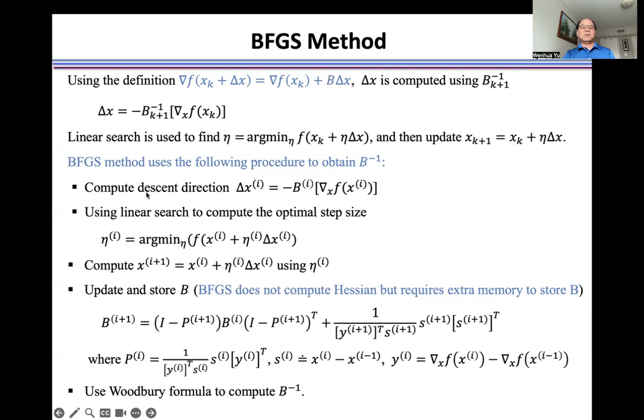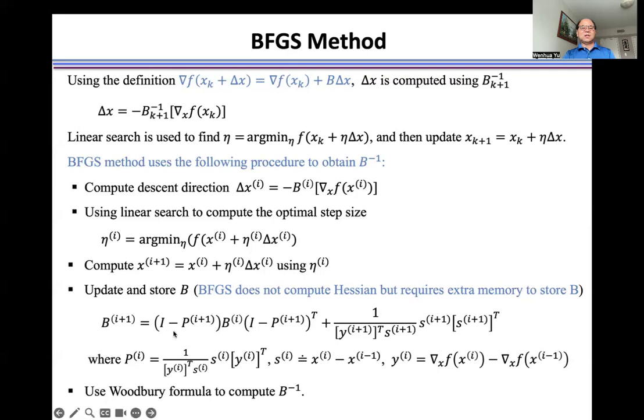First, we compute the descent direction delta x, and then use line search to compute the optimal step size mu. And then we use mu to compute x. Then update and store B. BFGS doesn't compute the Hessian, but it requires extra memory to store B.